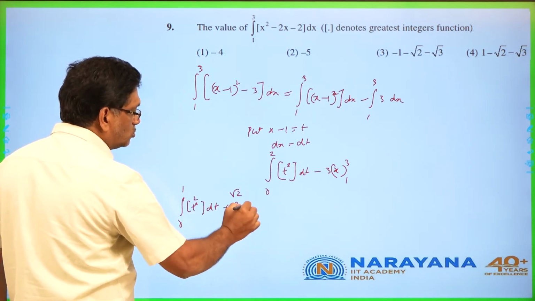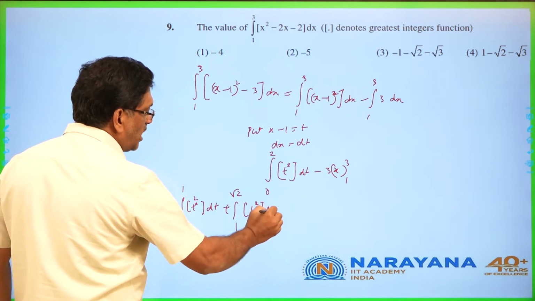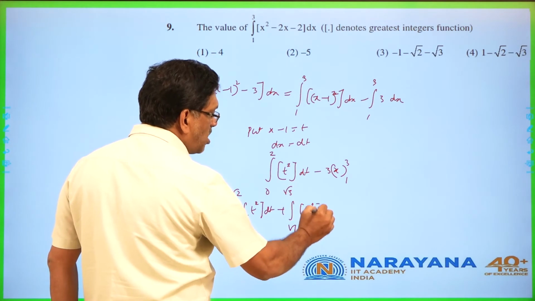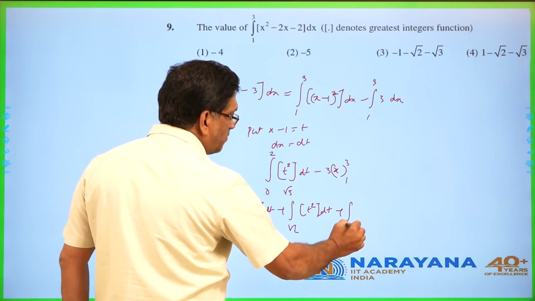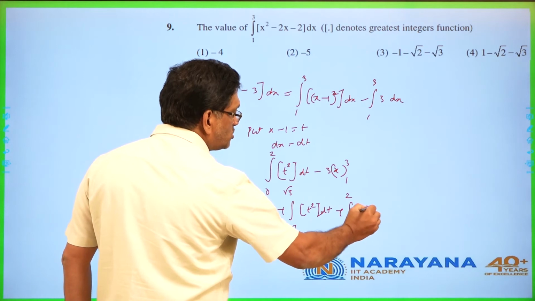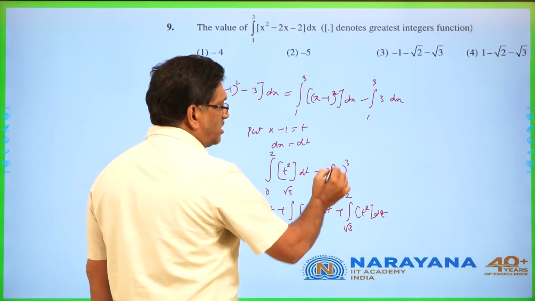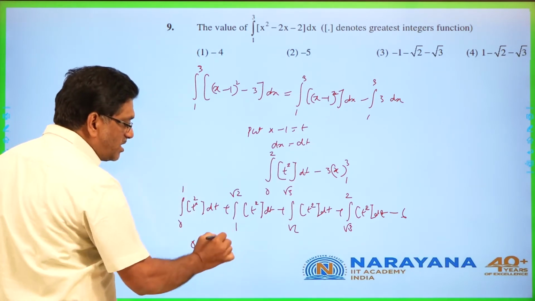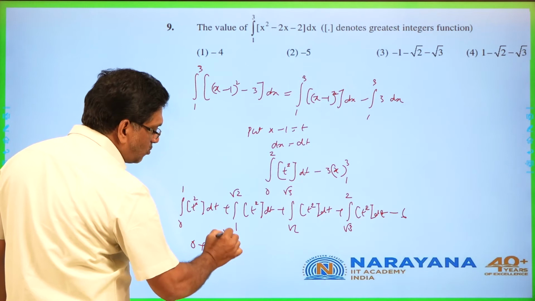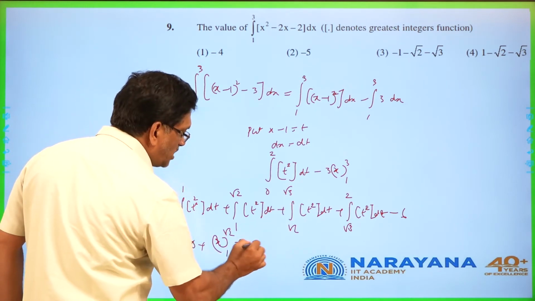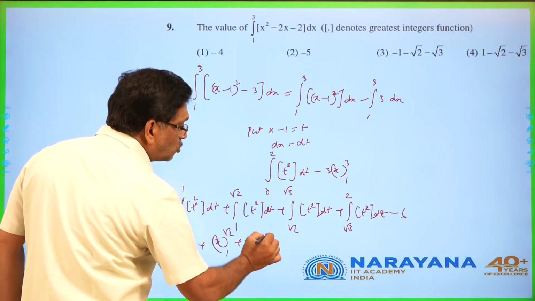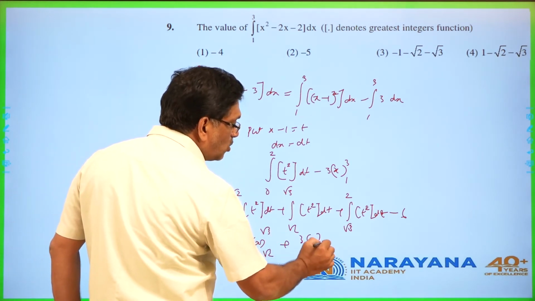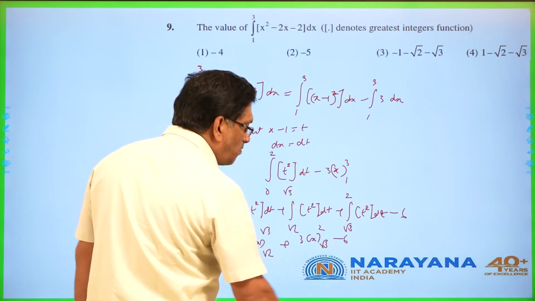1 to root 2, step of t square dt, plus root 2 to root 3, step of t square dt, plus root 3 to 2, step of t square dt. It is minus 6. Now, between the first one it is 0 clearly, it is 1. 1 means x, 1 to root 2. 2 means 2 into x, root 2 to root 3, right? Here it is 3 into x, root 3 to 2, minus 6.